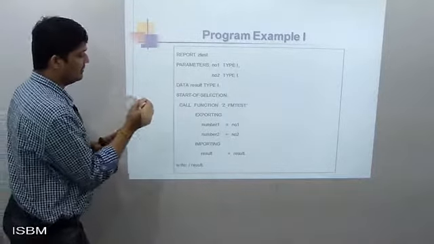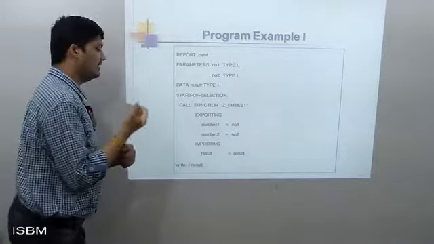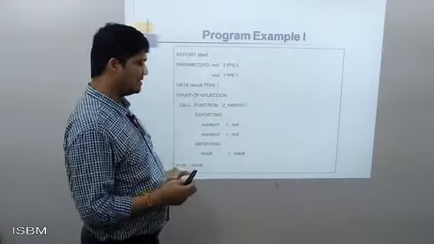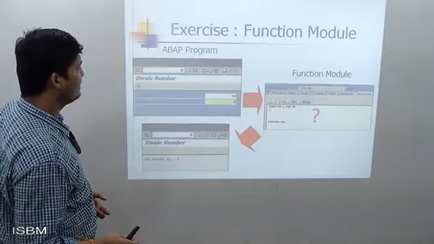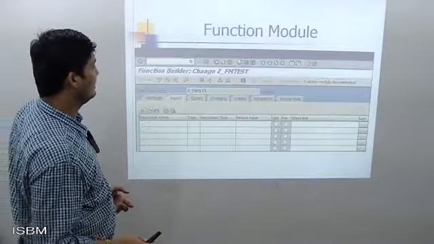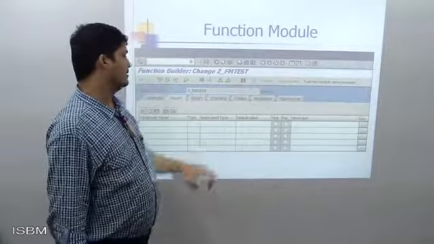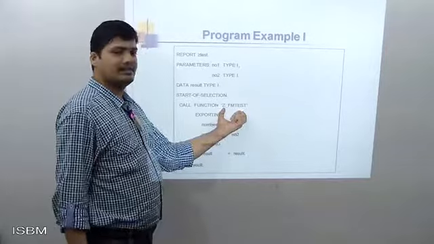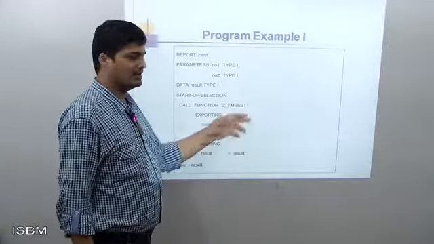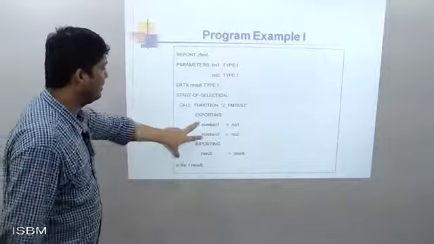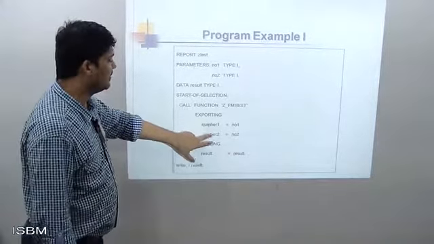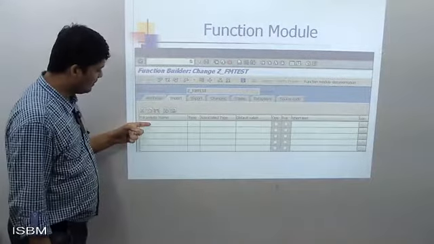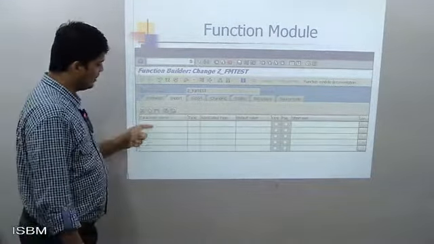Then after that I have written the START-OF-SELECTION. In the start of selection, you can see I have directly called my function module ZFM test. I have created the same function module. So here I am pulling the function module ZFM test. Inside the export parameter there are two numbers, number 1 and number 2, which I have used over here. Number 1 type I, number 2 type I.